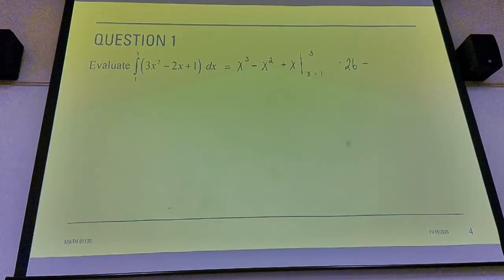Three squared, 9. 1 squared. 9 minus 1. Oh, well, x is difficult. Oh no. 3 minus 1, 2. The integral's 20.